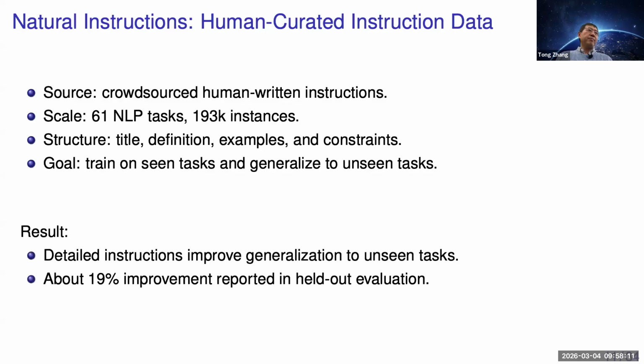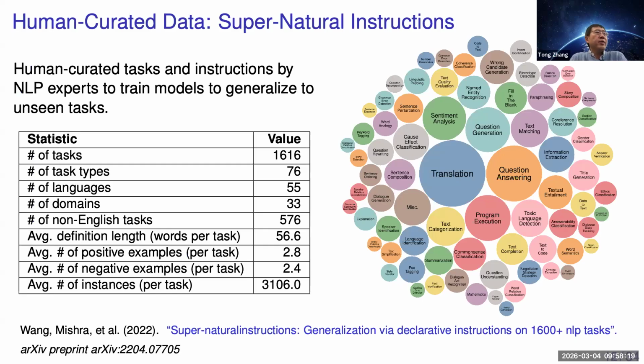At this level, you can already learn instructions. But here is a follow-up, Super-Natural Instructions. You have more tasks, the claim is 1,600. If you look at what these tasks are, the examples, you have translation, question answering, question generation, named entity recognition, entailment, all kinds of NLP tasks. Those are the classical ones, rolling back from the BERT era.